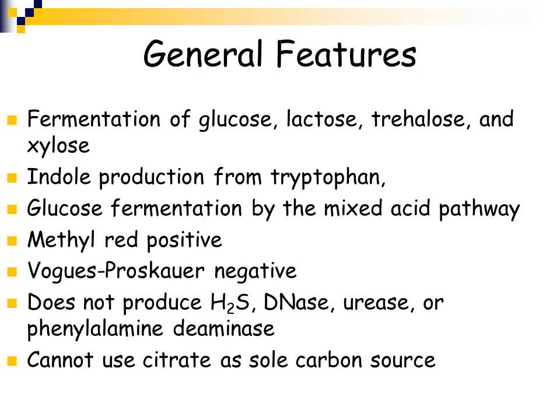The E. coli will ferment glucose using the mixed acid pathway. It is also methyl red positive, Voges Proskauer negative. It does not produce hydrogen sulfide, DNase, urease, or phenylalanine deaminase, or PDA. And it cannot use citrate as a sole carbon source.